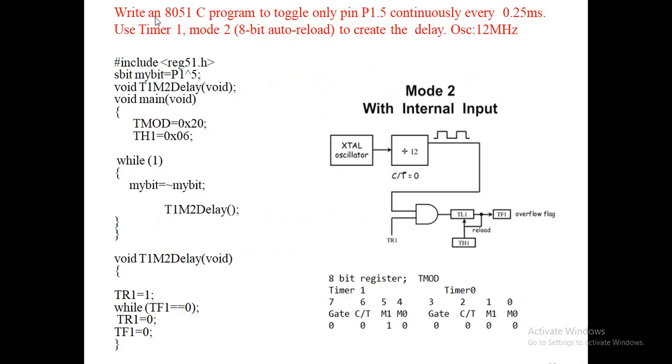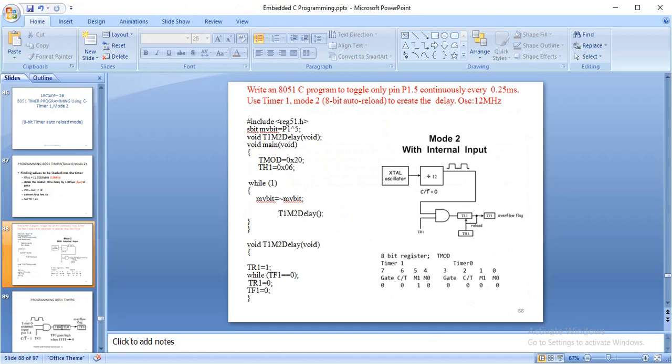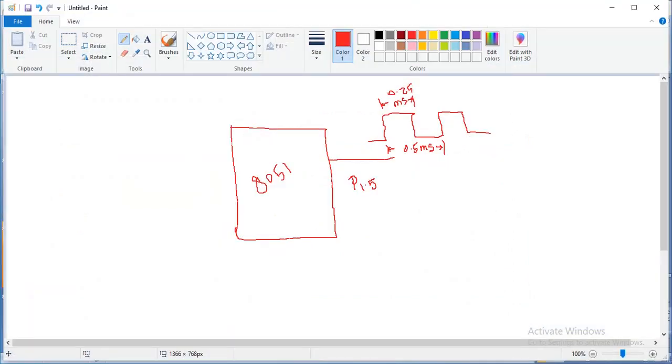This is a program. Write an 8051C program to toggle only pin P1.5 continuously every 0.25 millisecond. Use timer 1 mode 2. It is an 8-bit auto reload to create the delay. Here the oscillator frequency I have given as 12 MHz. So far in the previous lecture we discussed the oscillator frequency as 11.059 MHz. In this lecture, for a change, I am using 12 MHz as the crystal frequency.